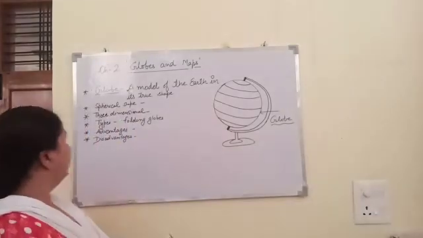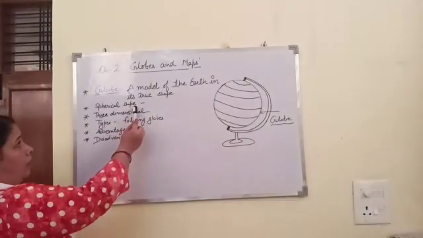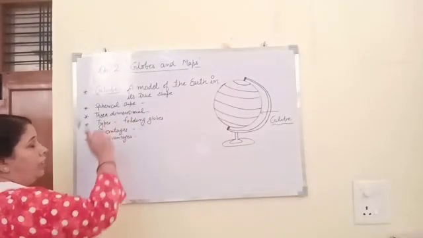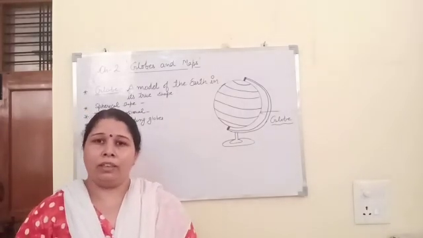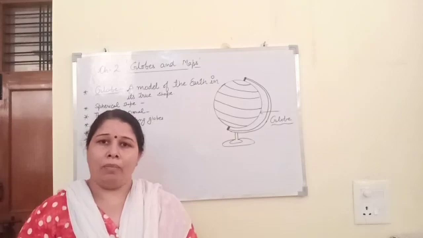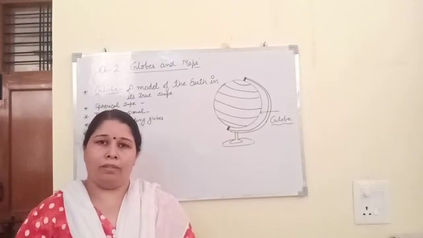Now we will discuss the shape of the earth. Earth is spherical in shape. What is the meaning of spherical? Spherical means which looks like a ball or which is round like a ball.